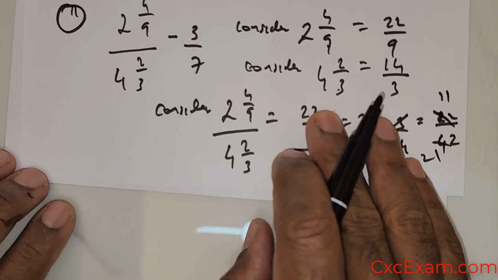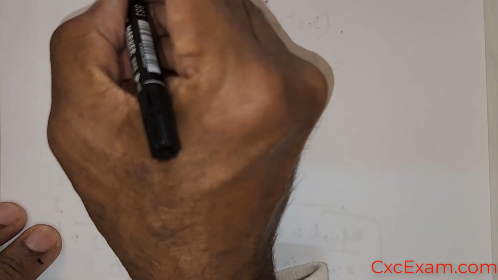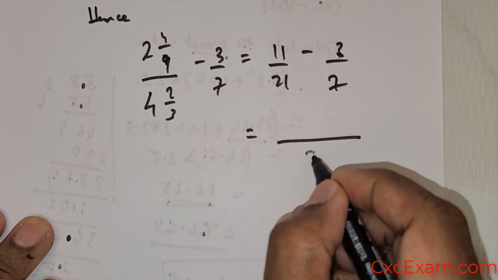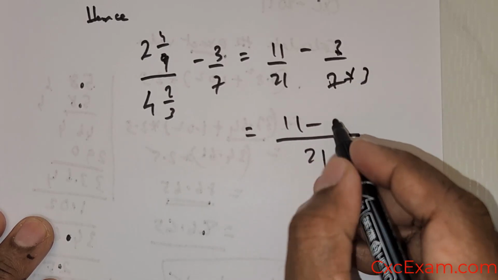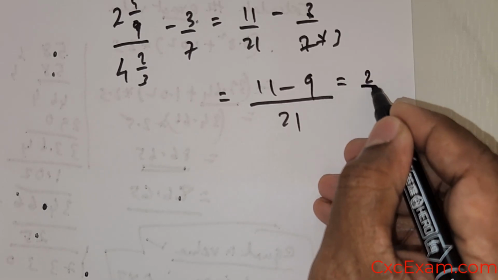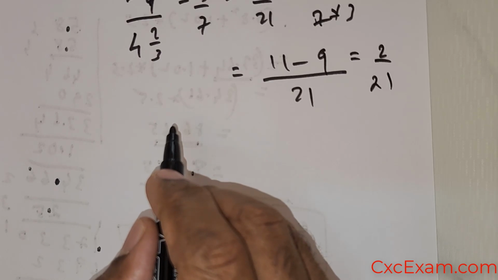Okay. Now you will have to evaluate that value. So hence 11 over 21 minus 3 over 7. Now you take the LCM as 21. You get 11, 7 divides 21 3 times, 3 into 3 is 9. From 11 you take away 9. You get 2 over 21. And that is the solution. 2 over 21 is the solution.